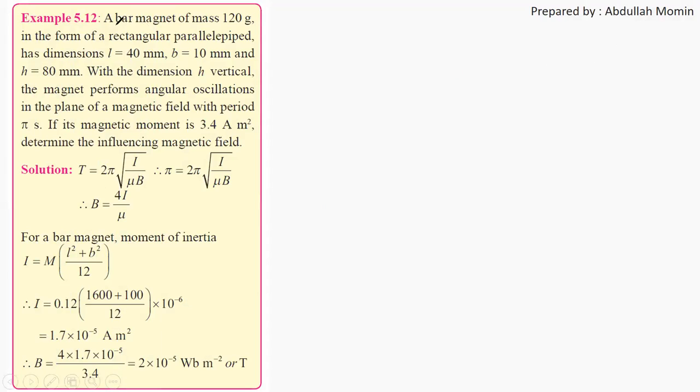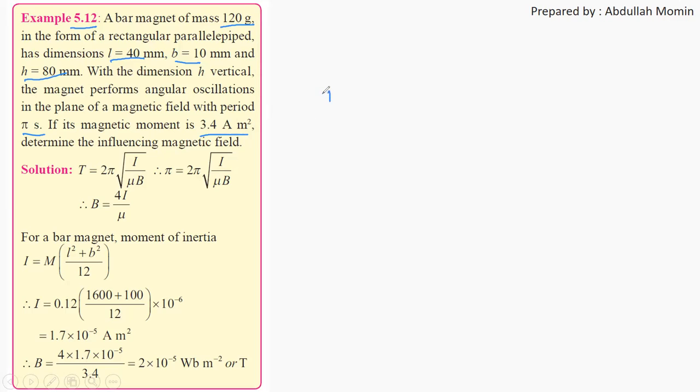Now, the next numerical is example 5.12. A bar magnet of mass 120 gram is in the form of a rectangular parallelepiped with dimensions: length 40 millimeter, breadth 10 millimeter, and height 680 millimeter. With the dimension h vertical, the magnet performs angular oscillation in the plane of a magnetic field with period pi second. If its magnetic moment is 3.4 ampere meter square, determine the influencing magnetic field.